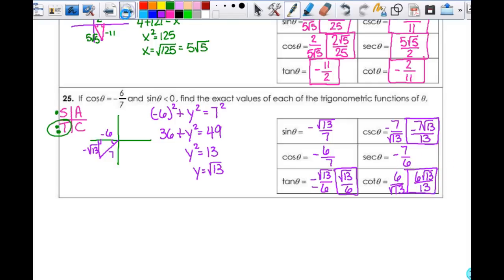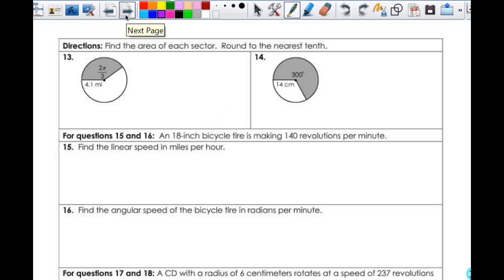All right, on the back. I want to find the area of each sector, and again, I am not rounding to the nearest tenth. All right, so I didn't change these numbers to make them nicer like I did on the assignment, but I will on the test. So we'll make it through these really yucky numbers on number 13, and then we'll be fine moving forward.